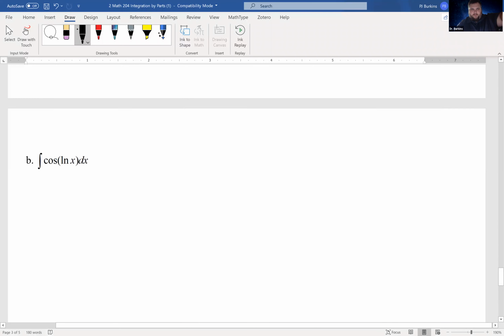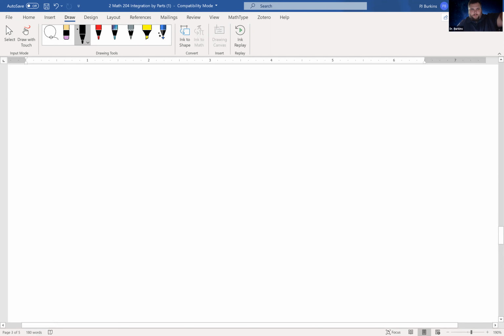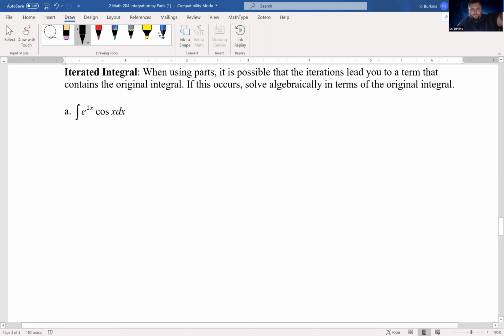So I'm going to do the first one. So this is yet another type of integration by parts, and this is called the iterated integral. I'm not going to go into that yet. I'm going to go ahead and start solving the problem and then see if it makes sense why it might be called that.